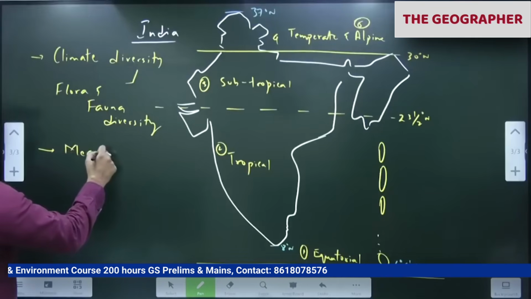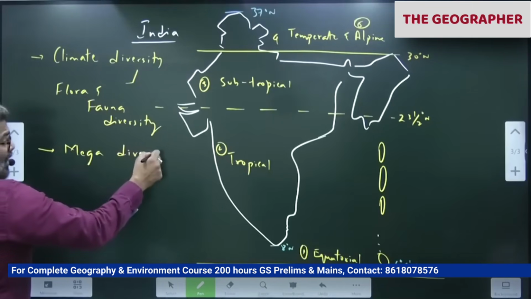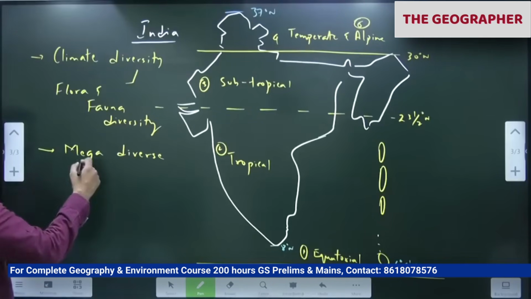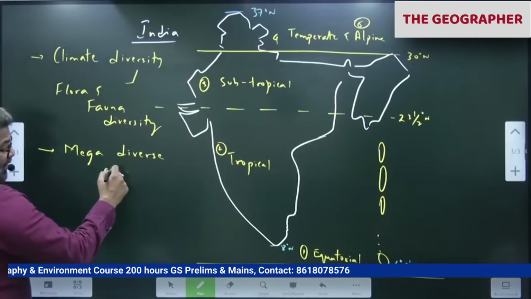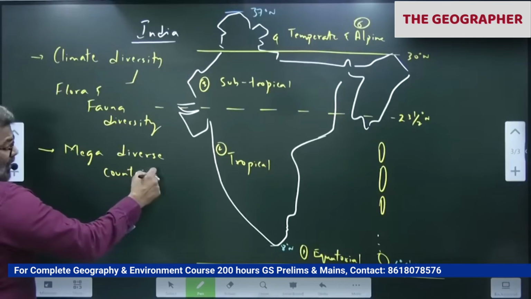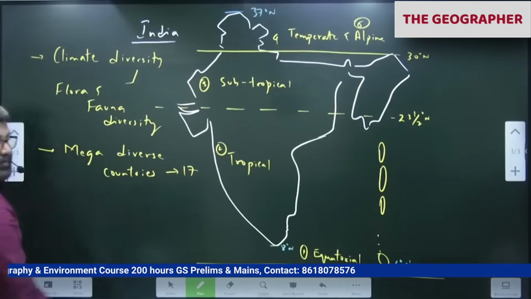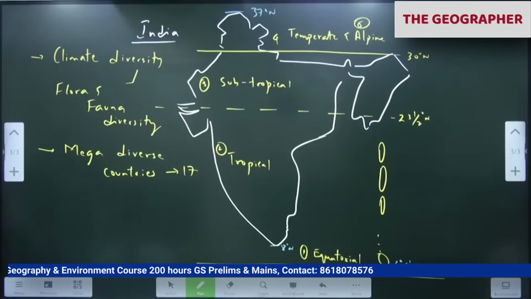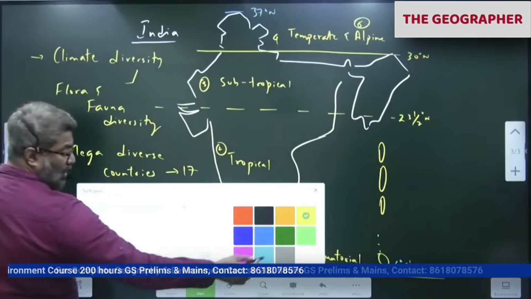Mega diverse countries. What is mega? Very high. All those countries with very high diversity are called mega diverse countries. India is one of them. There are 17 mega diverse countries in the world. India is one of the mega diverse countries. Okay. That is the first point.